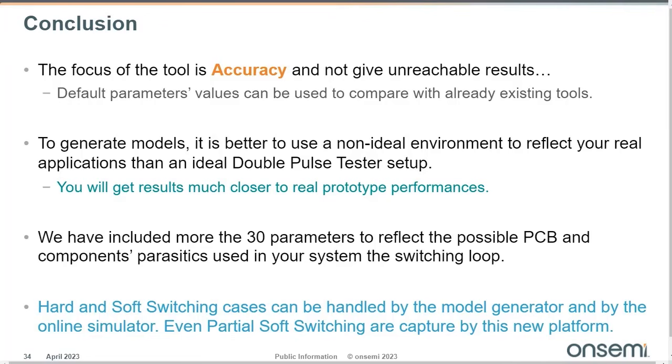To generate the model, it's better to use a non-linear or non-ideal environment to reflect your real application. That is more real than the double pulse tester that we use in Munich, and this is the environment that we use by default. If you take the default model for the system simulation, you will have our default environment. And for me, it doesn't make sense to take the default environment. It makes sense to take your board environment, your real number of decoupling capacitors, your real inductor with its parasitic capacitor, and your real layout with the length of the tracks and so on.